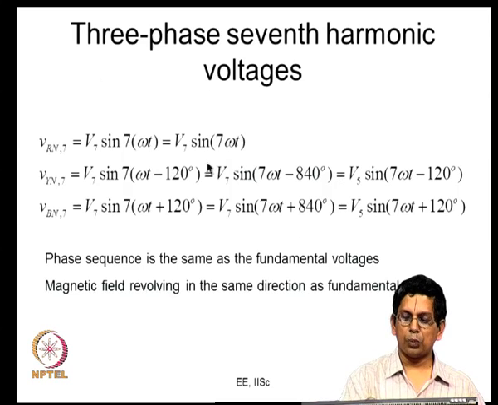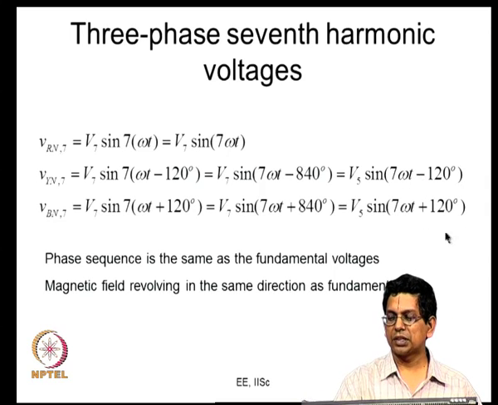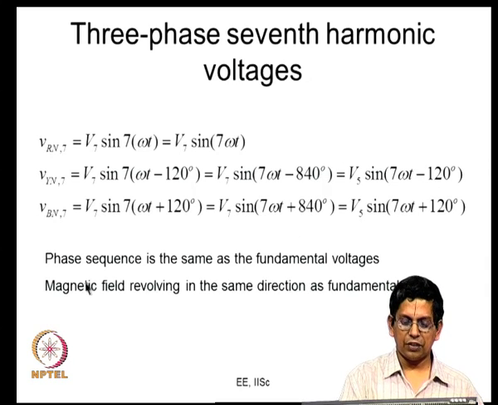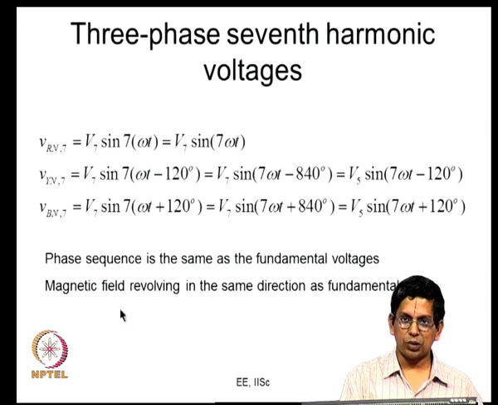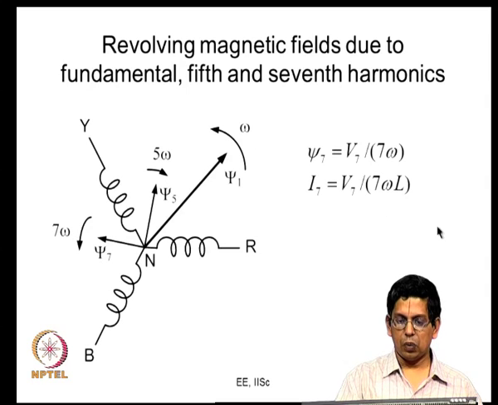Alright. So, it is the same story about the seventh harmonic, except that the seventh harmonic, as we saw the other day, has the phase sequence same as the fundamental: 7 omega t minus 120, then 7 omega t plus 120, or 7 omega t minus 240, or plus 120, whichever way. So, you see that the phase sequence is the same as the fundamental voltages. This also produces a magnetic field; this is also a 3 phase voltage being applied to a 3 phase winding. So, it produces a revolving magnetic field, in the same direction as the fundamental because the sequence is the same.